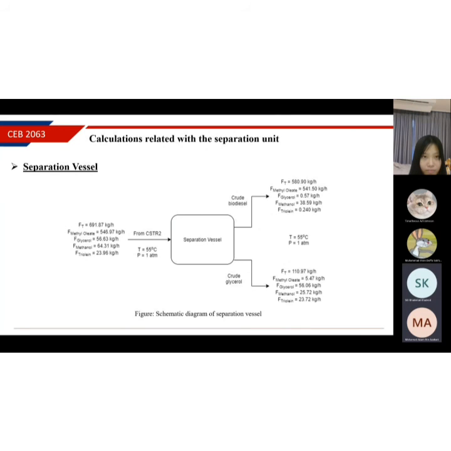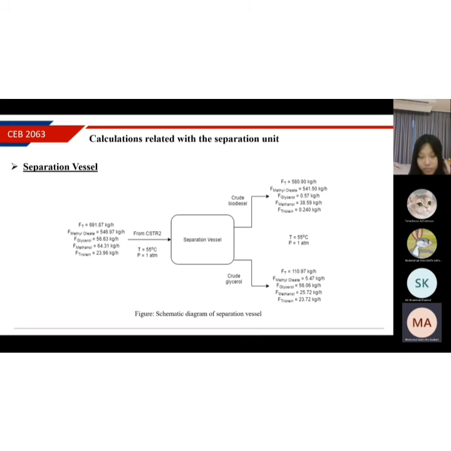Thank you, Kalila. I will now present on the calculations related to the separation process system. So the first unit is the separation vessel. As can be seen from the figure, the products from CSTR2 enter the separation vessel at 55 degrees Celsius and at atmospheric pressure. The separation occurs by settling due to the difference in density between methyl ester and glycerol.